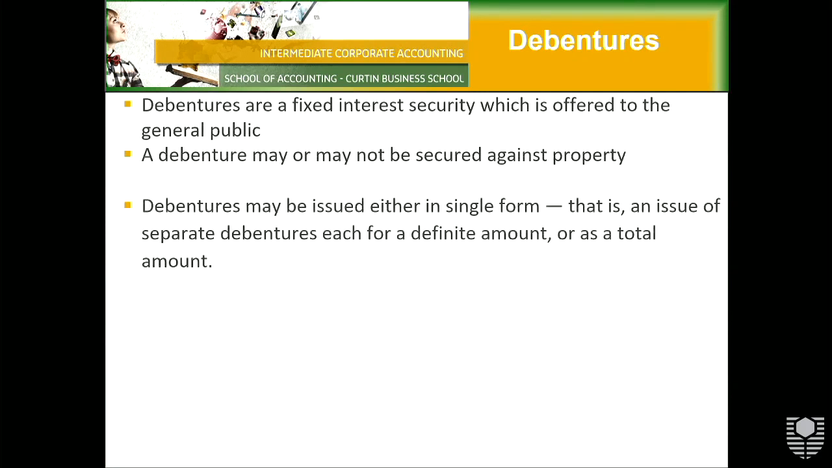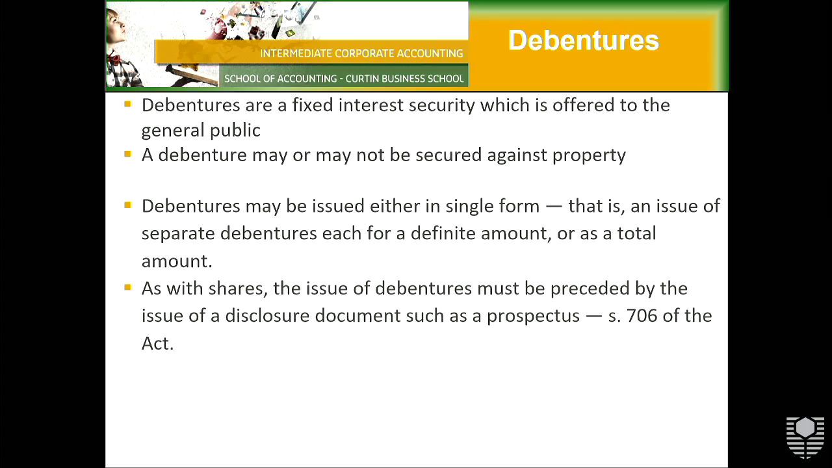Okay, let's have a look at some debentures. Let's just see where we're at with our time. We've got half an hour left, so we're good.